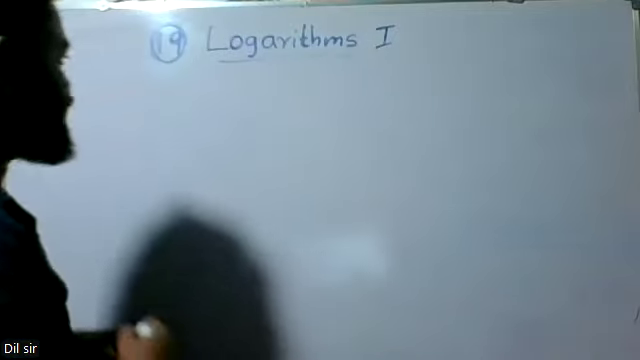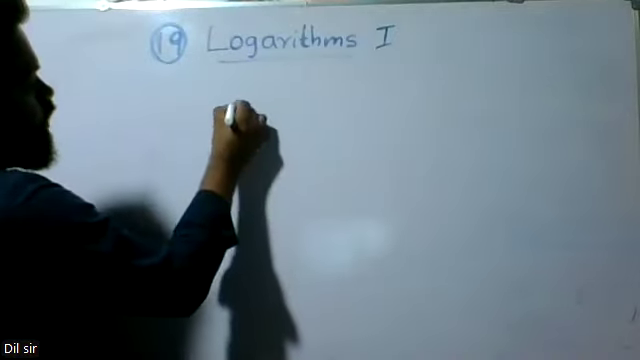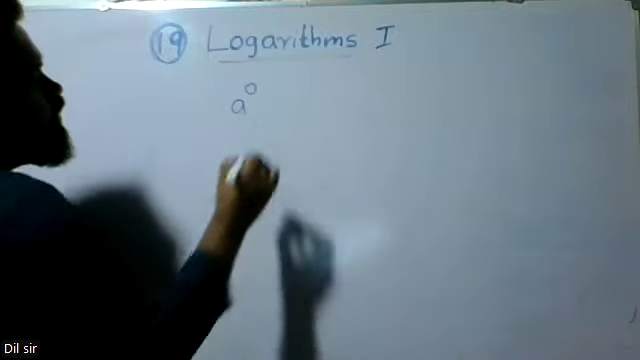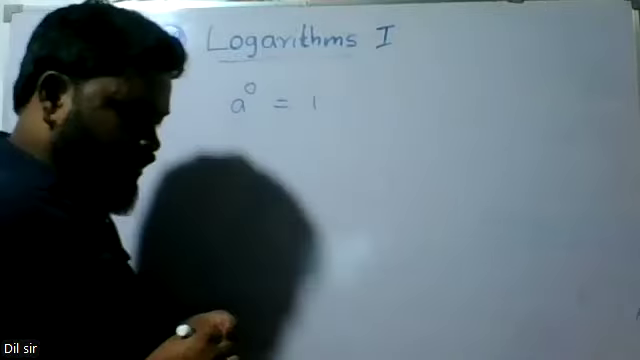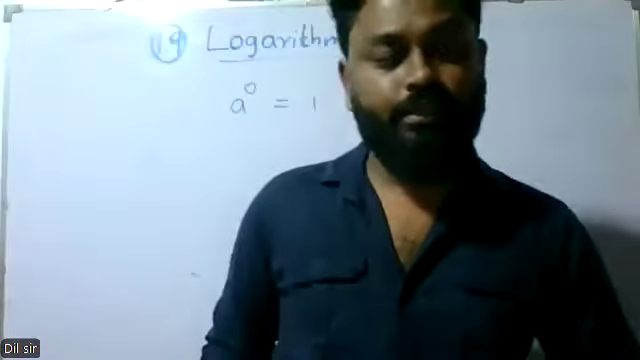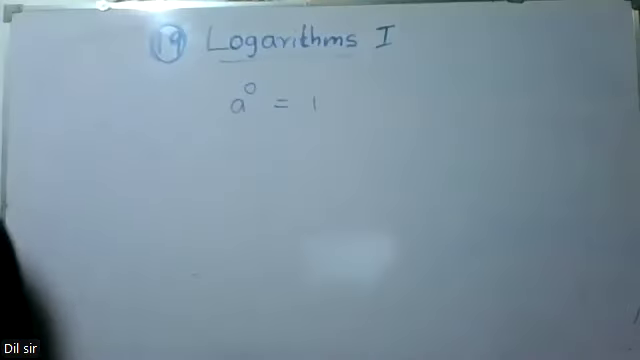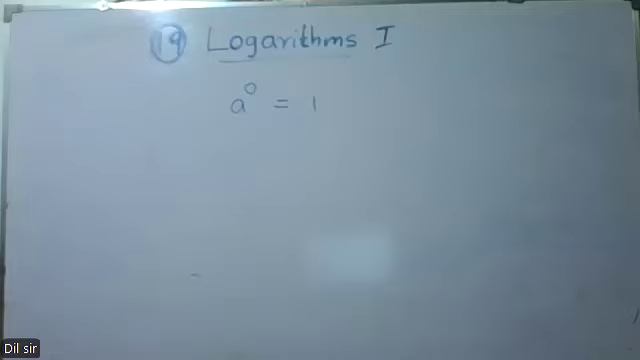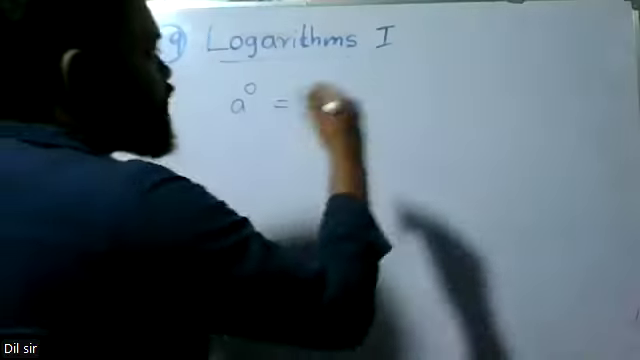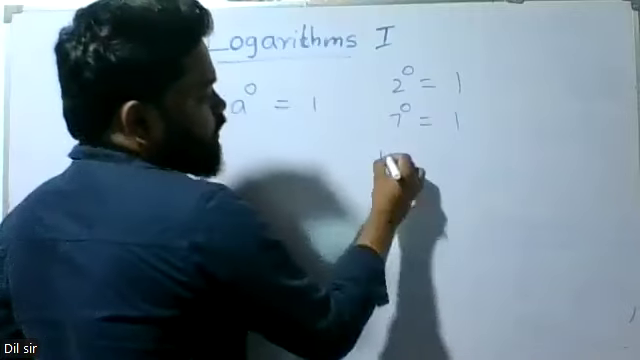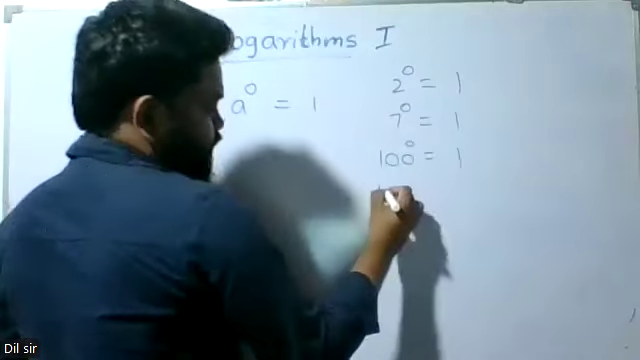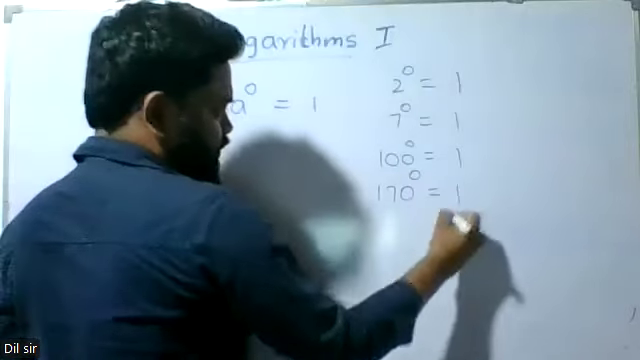You know that 8 to the power 0 is 1. Not only that, 2 to the power 0 also 1, 7 to the power 0 also 1. 2 to the power 0 is 1. 7 to the power 0 is 1. 100 to the power 0 is 1. 170 to the power 0 is 1.